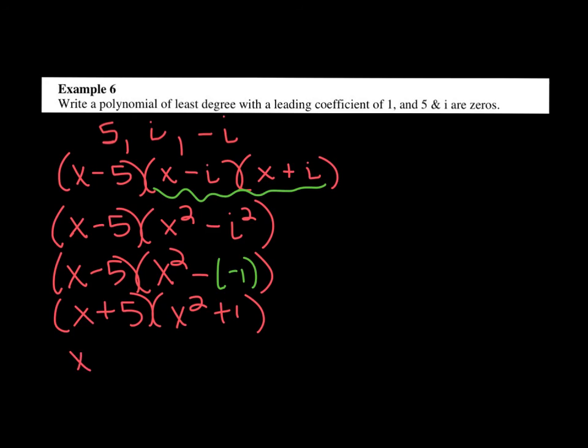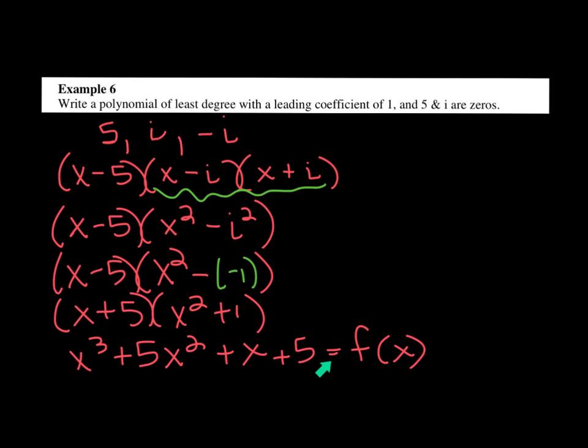I'm going to multiply it out: x cubed minus 5x squared plus x minus 5 equals f of x. I always need to make sure that I include the equals f of x because I'm writing a polynomial equation, not an expression. And if I were to put this in the calculator, it should cross through 5 and nowhere else, because remember, imaginary solutions do not cross the x-axis. The only solutions that cross the x-axis are real solutions.